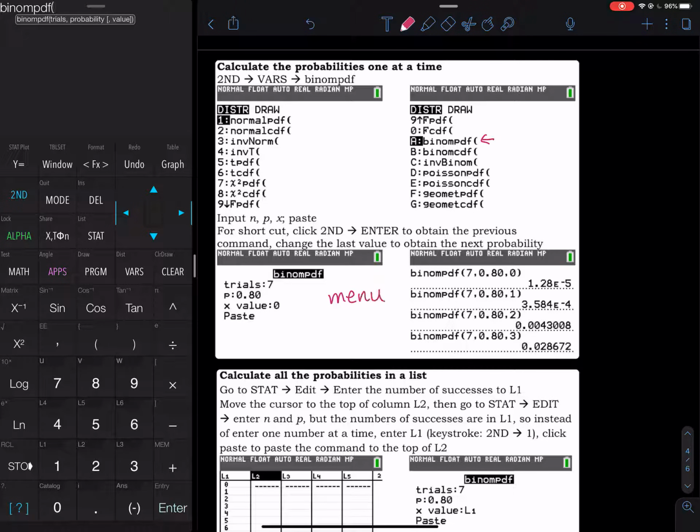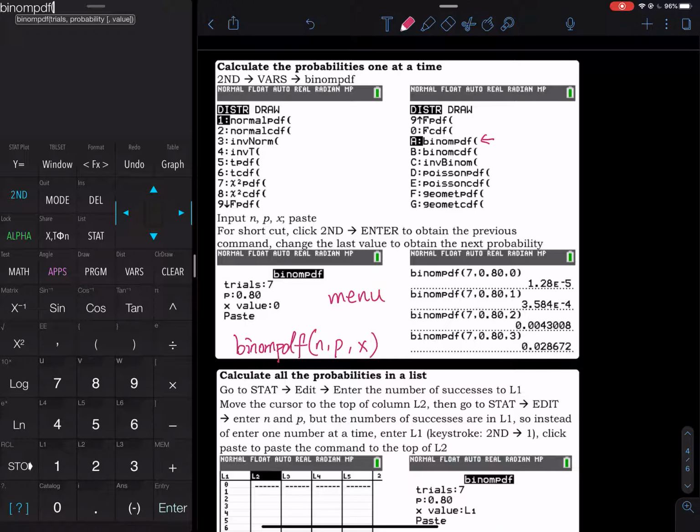All right, they will show you the trials, the P and the X, so that is the best you can get so far. But for the older calculator, like the one that I have on my screen right now, this one you have to memorize the command. The command is binomial PDF. The first thing that you have to enter is N, and then P, and then the number of successes. But in the menu, they walk you through this, and you don't need to use a comma to separate them.